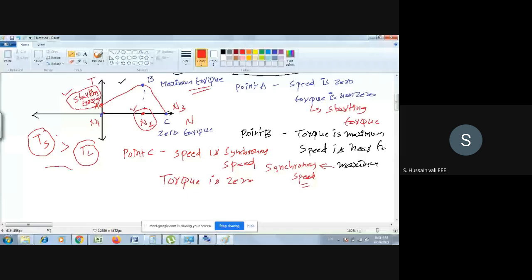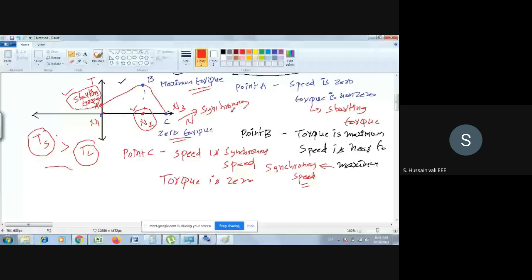So that's about point B. Now coming to point C, what you need to understand is that if you run the motor at synchronous speed, torque production will be zero. Zero torque production means that even though you give the supply to your induction motor, torque will not be produced. Point C corresponds to synchronous speed. Why is it so?